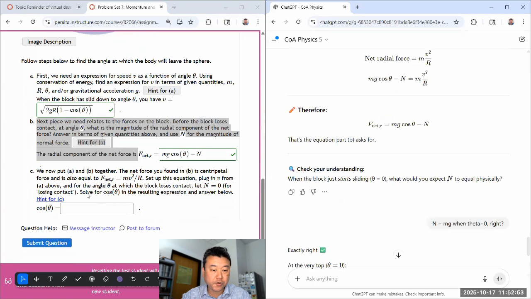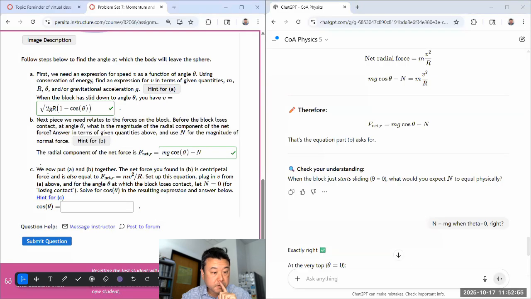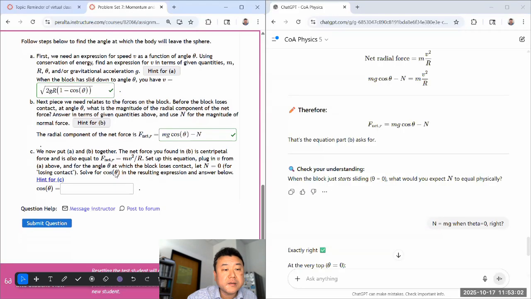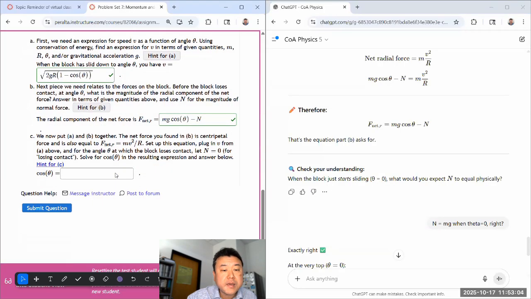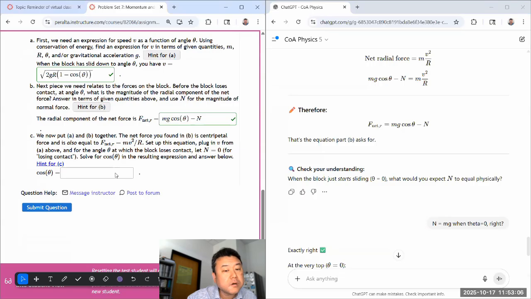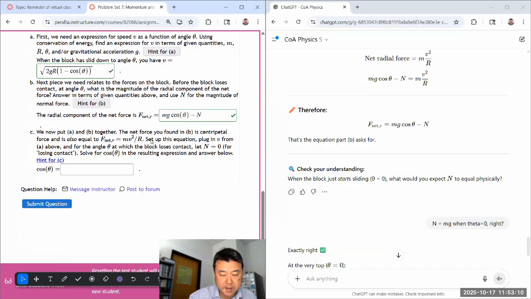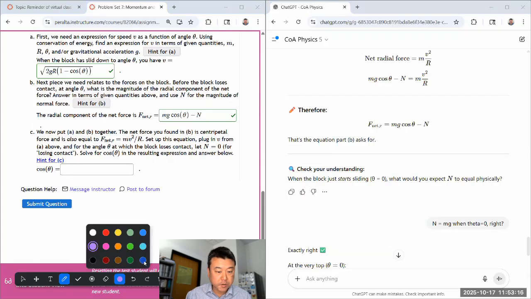Let me move on. I want to do another question after this one. So we now put a and b together. So this is the part where I guess I can make some. There's this. I think with that I have enough to start writing, and let me make a mistake somewhere to have a plausible question for CoA Physics GPT.